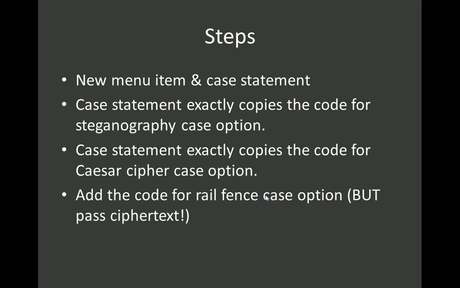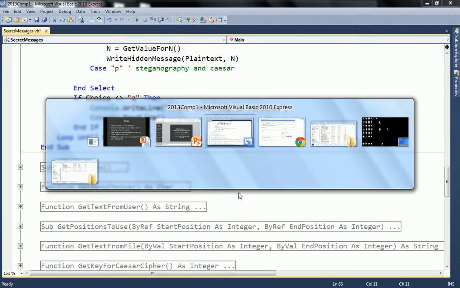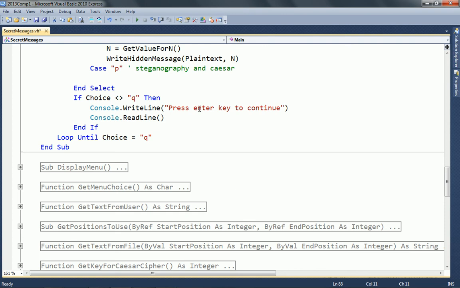But we're just going to be a little bit careful about, I said rail fence actually rather than Caesar cipher, just going to be a little bit careful about what parameter we pass to the second part of the code. So you're just going to watch me do that in VB. Let's have a little look.